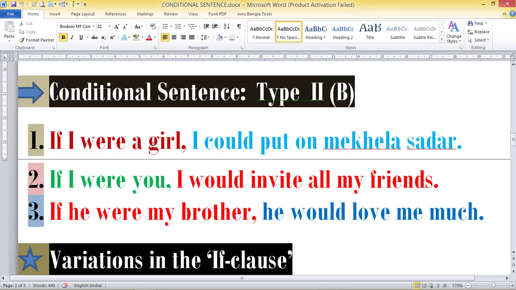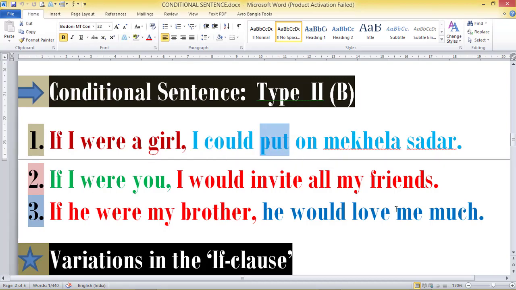Here, this is not a reality. It's not possible for me to become a girl. I have just imagined, if I were a girl, I could put on necklace harder. Though here the tense is past indefinite, the time is present or future. If I were a girl, I could put on necklace harder. And in the main clause, you observe, we have used after the subject could plus the first form of the verb, that is the present infinitive.